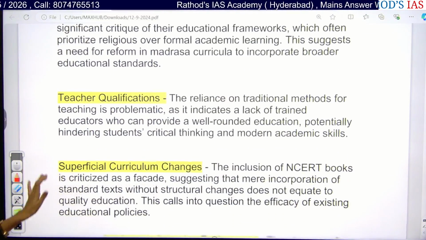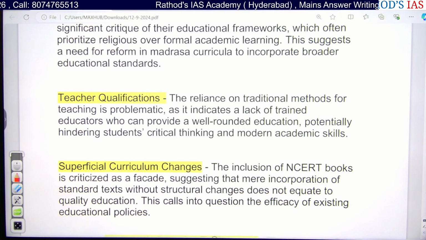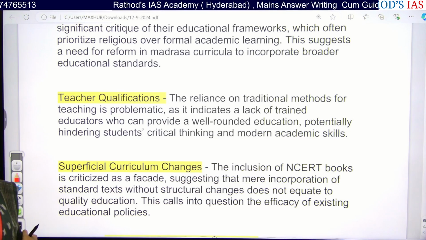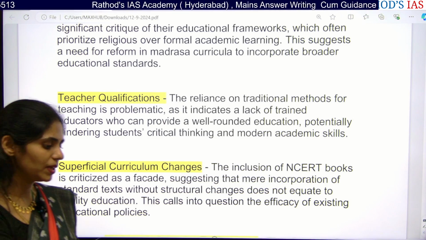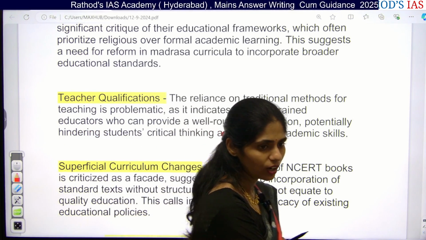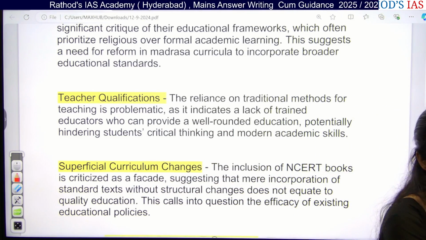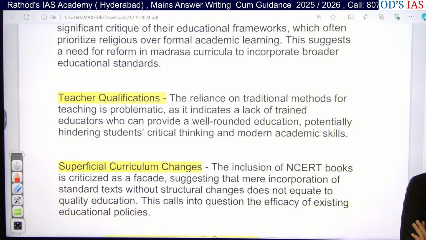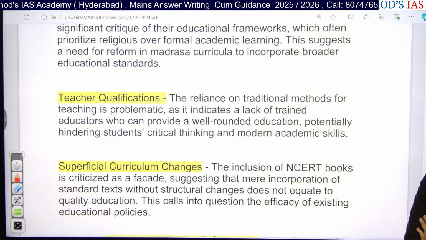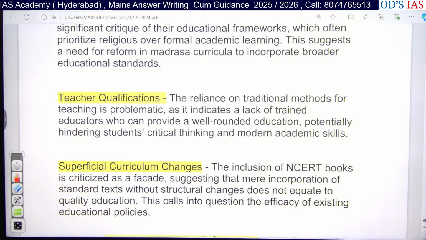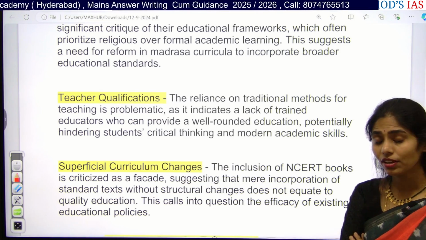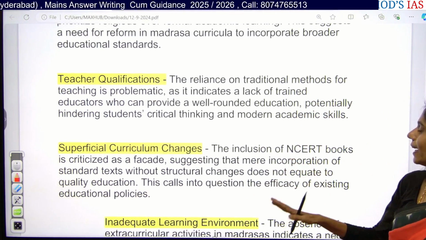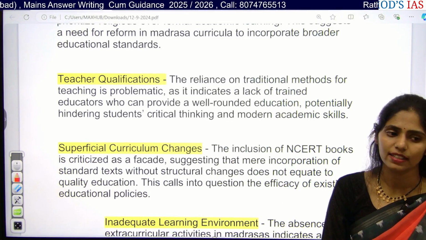And the next problem here is teacher qualification. They are relying on traditional methods for teaching. It is problematic. They are not using any digital media or online methods, and are still following the traditional blackboard method. Because of this, they are not providing a well-rounded education. Critical thinking of the students will be hindered, and whatever modern academic skills they need, they will not be getting.